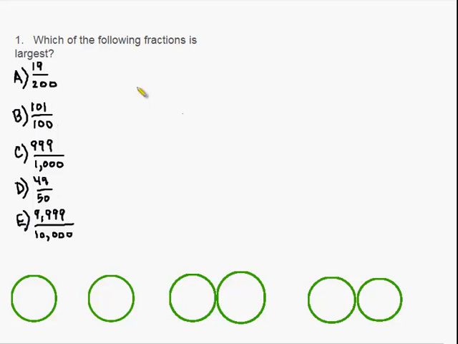We have the question, which of the following fractions is largest? Before we get into that though, let's do a quick review of improper fractions and proper fractions. A proper fraction is a fraction where the numerator is smaller than the denominator.